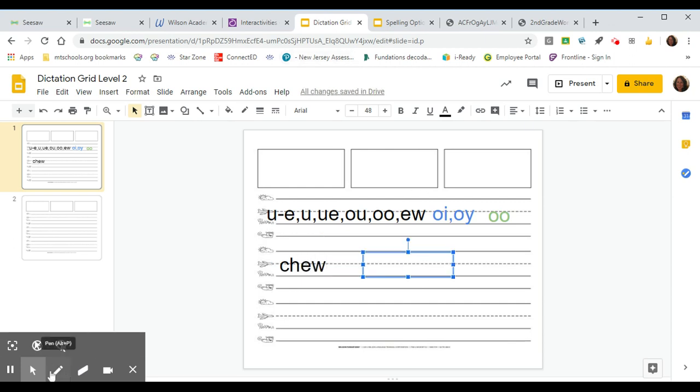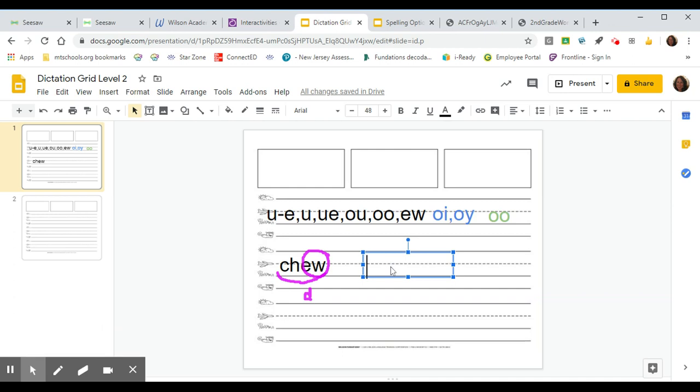Now we need to mark up our word. I'm going to scoop, 1 syllable, and circle the EW. Mark it with a D for double vowel syllable.